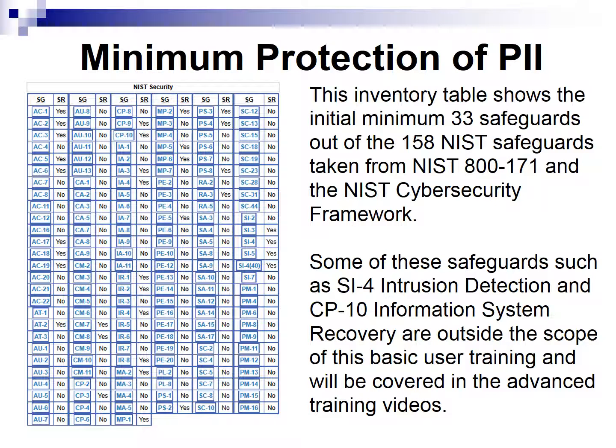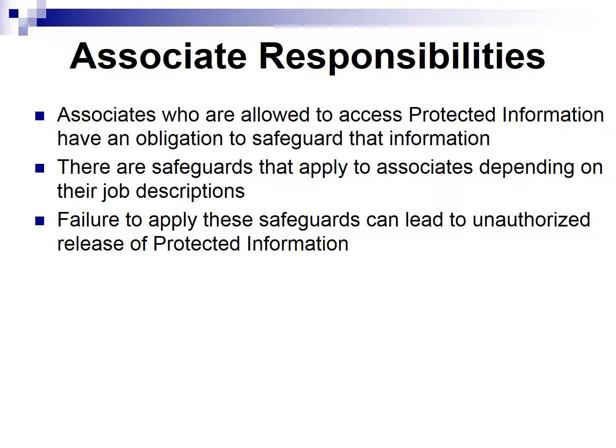This inventory table lists the 33 safeguards needed for minimum protection of PII. Only some of these safeguards are covered in this basic video. There are NIST information security safeguards that need to be followed by contractors under the NIST information security protocols. Assigned safeguards will depend on job descriptions. Failure to follow these precautions can result in unauthorized release of protected information and damage to organizations and clients.